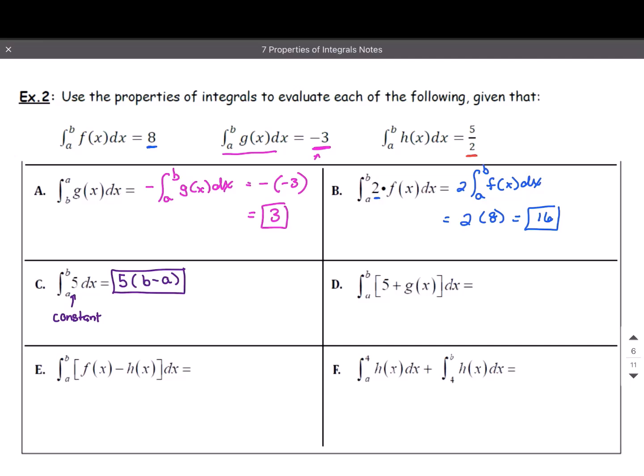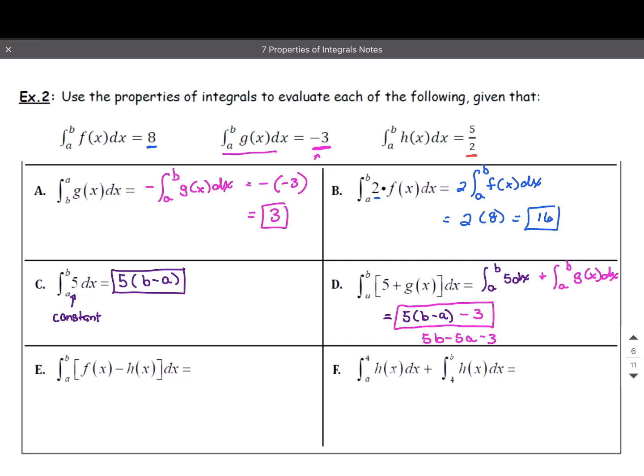Now I've got the integral from a to b of a sum. So I'm going to break this up into the integral from a to b of 5 dx plus the integral from a to b of g of x dx. Now we just saw that the integral from a to b of 5 dx was 5 times b minus a. And we know that the integral from a to b of g of x dx is -3. Here's our answer. And yes, you can write 5b minus 5a minus 3. That's also true. Very good.